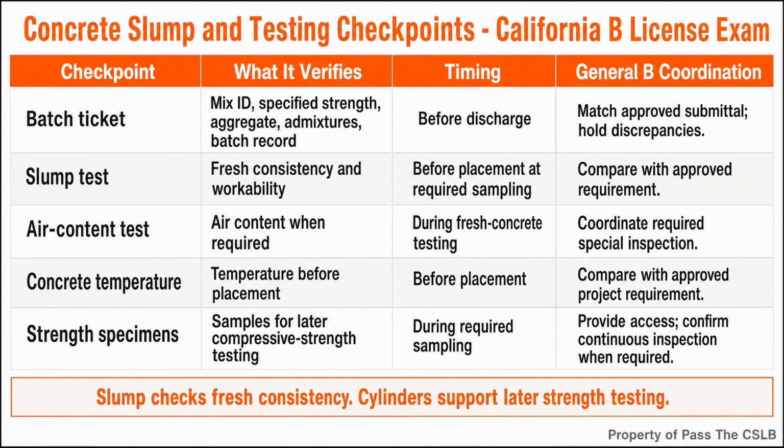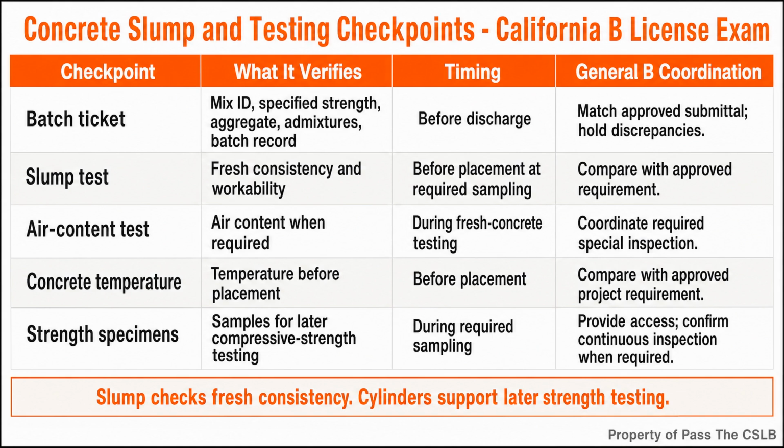For concrete that falls within the special inspection requirements, the California Building Code calls for continuous special inspection during the fabrication of strength test specimens, the performance of slump and air content tests, and the determination of concrete temperature before placement. Continuous does not mean an inspector must stare at every square foot of the slab all day. It means the inspector is present continuously while those listed inspection tasks are being performed.